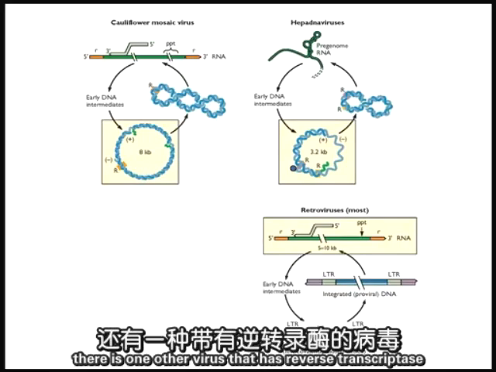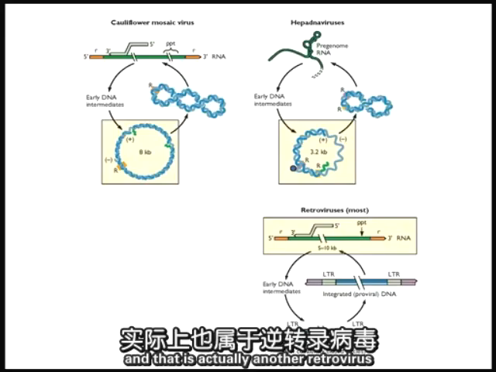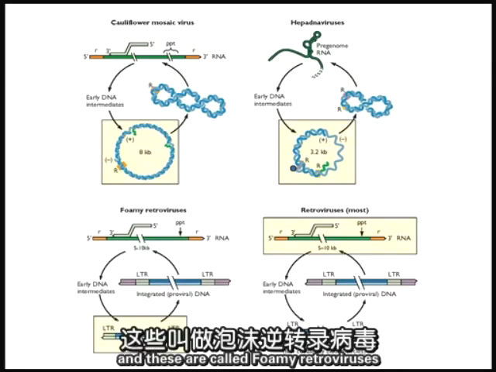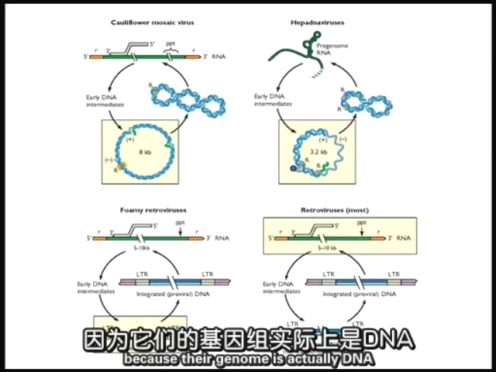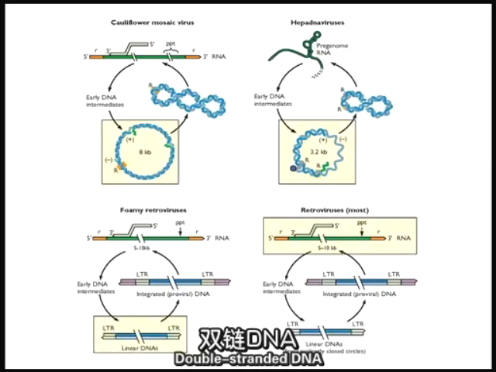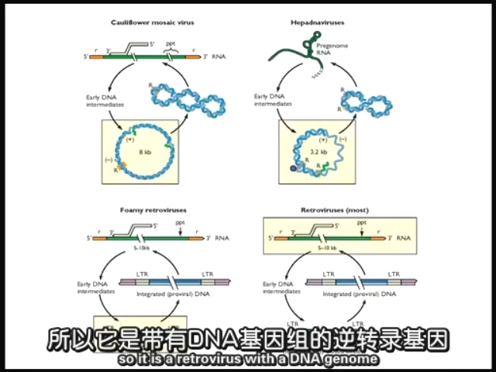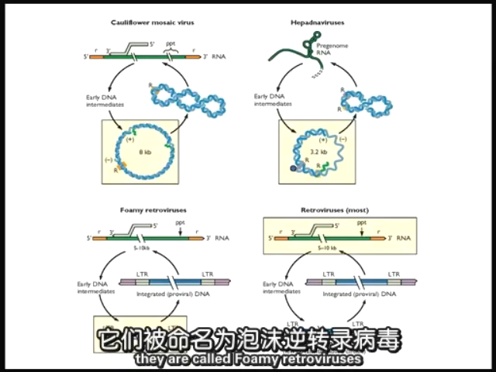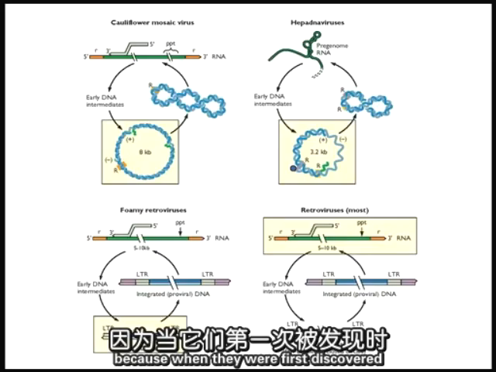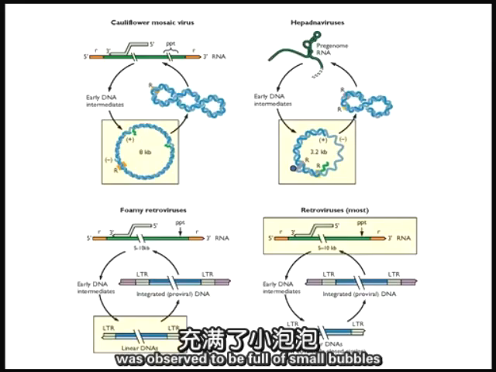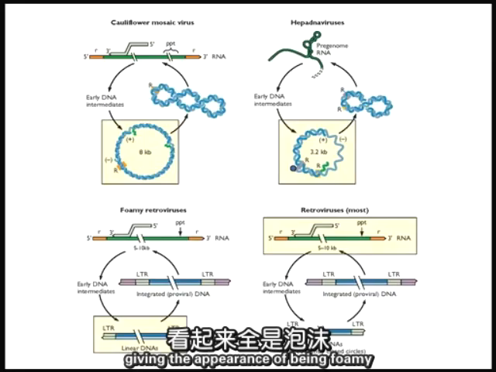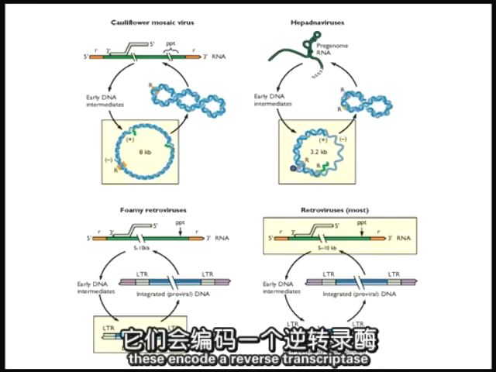There's one other virus that has a reverse transcriptase, and that is actually another retrovirus, and these are called foamy retroviruses. They're classified separately from all the other retroviruses because their genome is actually DNA. Double-stranded DNA. So it's a retrovirus with a DNA genome. They're called foamy retroviruses because when they were first discovered, the cytoplasm of infected cells was observed to be full of small bubbles, giving the appearance of being foamy. These encode a reverse transcriptase.